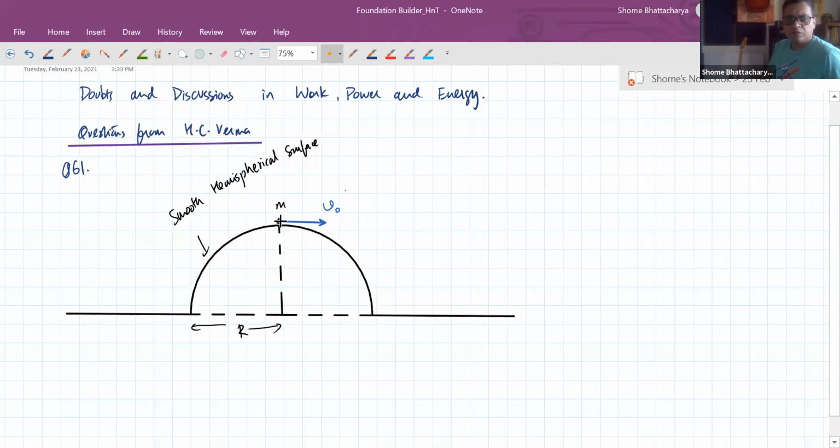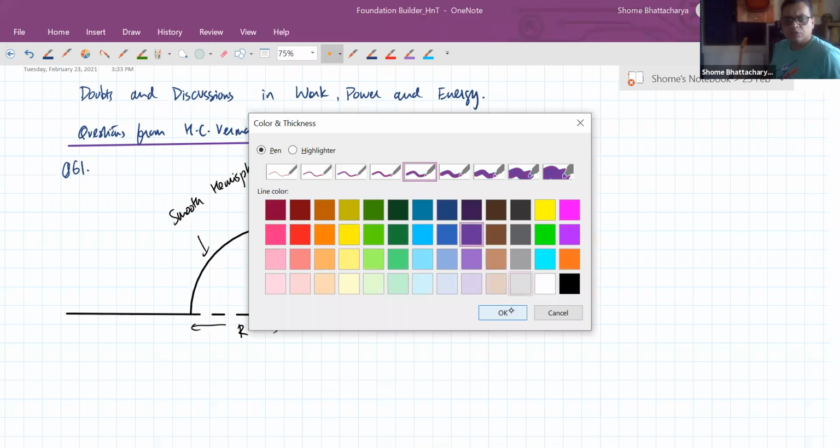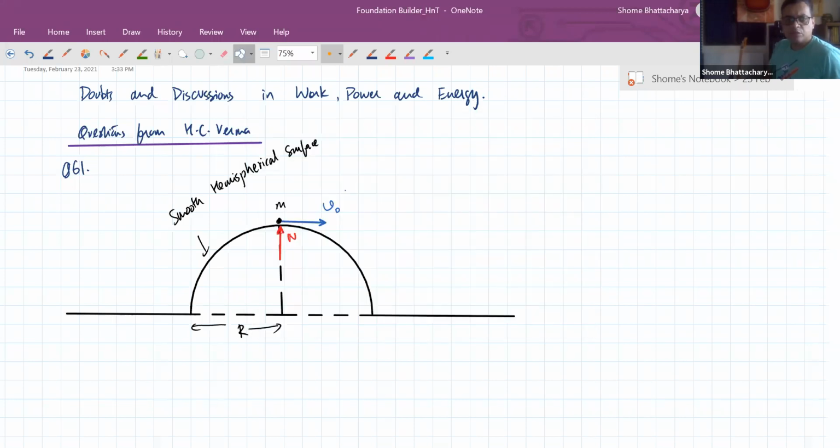So if the particle is experiencing some normal reaction, that means it is in contact with the surface. And if it's in contact with the surface, that means it's in circular motion. The path of the particle is circular. So the centripetal acceleration on it must be equal to mv naught square by r. So mg minus normal reaction must be equal to mass into centripetal acceleration. So normal reaction should be equal to mg minus mv naught square by r.